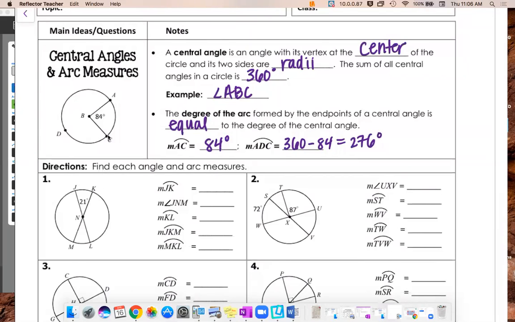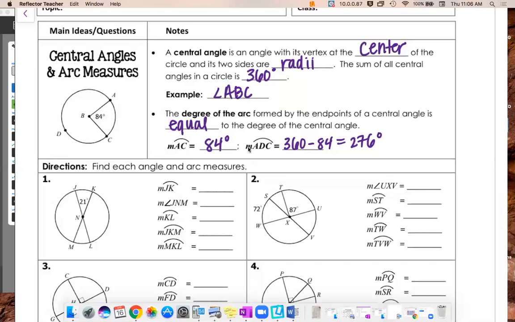Another important fact is the degree of the arc. This arc right here that's formed by the endpoints of the central angle is equal to the degree of the central angle. So since this angle is 84, we know that the measure of arc AC is also equal to 84. The central angle equals the arc it's intercepting.